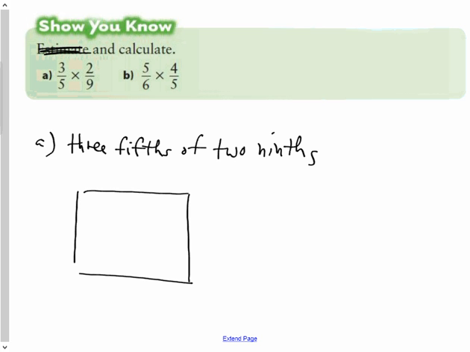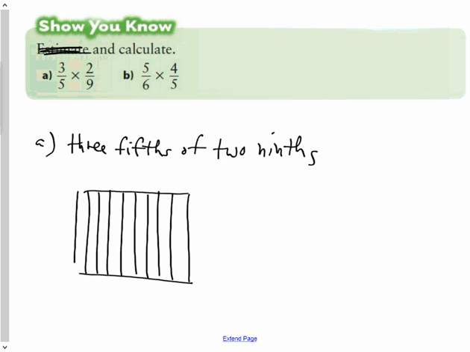So I'm going to cut this into 9 parts. 1, 2, 3, 4, 5, 6, 7, 8 lines make 9 parts. 2 shaded in. That represents 2/9. And I'm not going to keep 1/5. I'm not going to keep 2/5. I'm going to keep 3/5. So I'm going to cut it into 5 parts. 4 lines make 5 parts. And this here is 1/5 of the 2/9. This here would be 2/5 of the 2/9. And this here would be 3/5 of the 2/9.